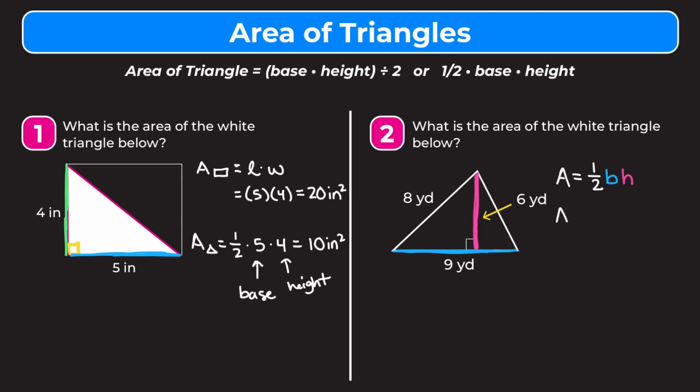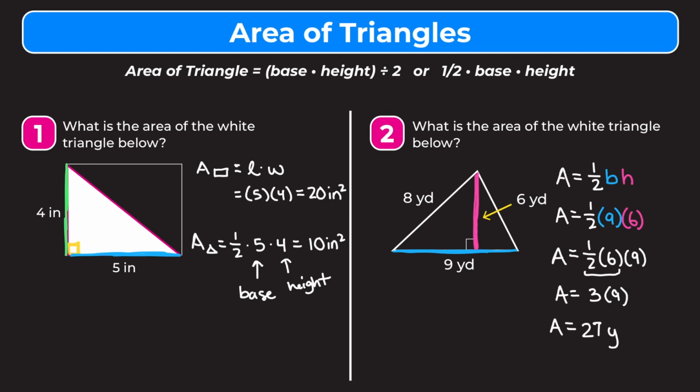Now we're just going to plug in our values. Our area is equal to 1/2 times our base, which is 9 yards, times our height, which is 6 yards. Now we're just going to multiply this, and we can multiply numbers in whatever order we want. I'm going to rearrange this to put the half next to the 6, because it's probably easiest to multiply those two first. Half of 6 is just 3, so this really becomes 3 times 9, and 3 times 9 is 27. So we get an area of 27, and our units are always going to be units squared, so yards squared. The area of this triangle is 27 yards squared.